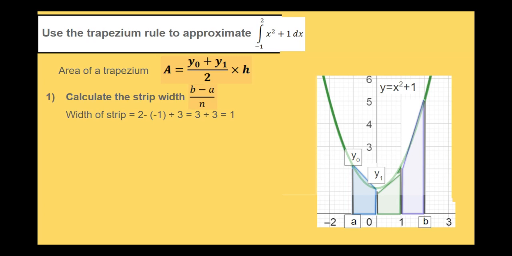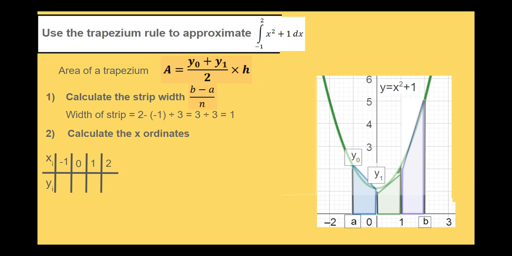Next, we want to find out the y values. But before we do that, we need to decide what our x ordinates are. We'll calculate our x ordinates. We're going to make a table of values. So our first x ordinate is simply the lower limit. And then we're going to go up 1 strip width. So in our case, that's adding on 1. We're going to carry on adding on 1 until we get to the upper limit. There we are.